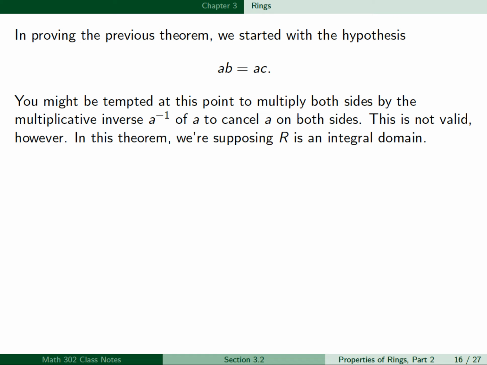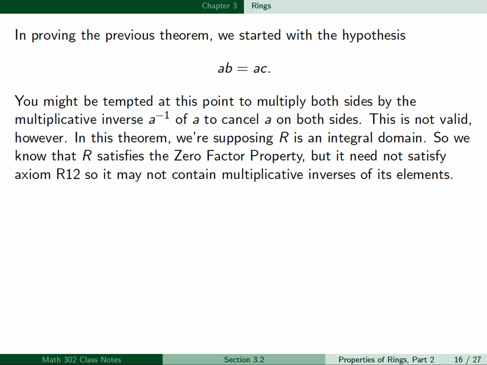In this theorem, we're supposing that R is an integral domain. And so we know that R satisfies the zero factor property, but it need not satisfy axiom R12, so that it may not contain multiplicative inverses of its elements. So we may not have a multiplicative inverse for the element A to multiply on both sides of the equation to begin with.